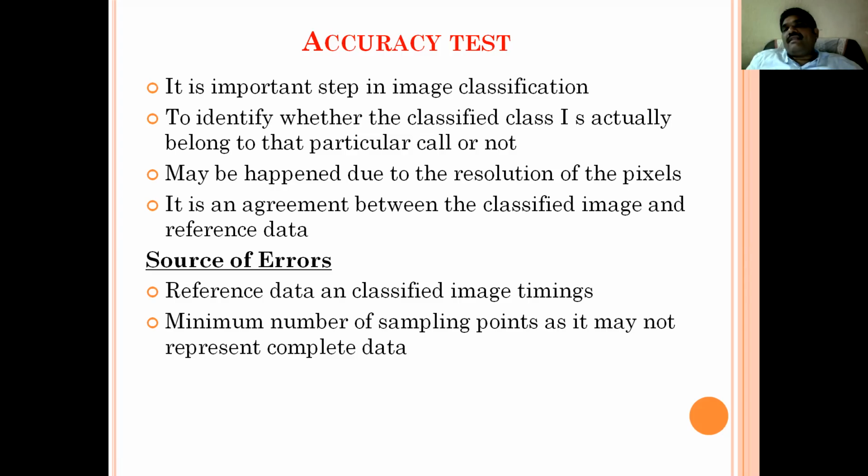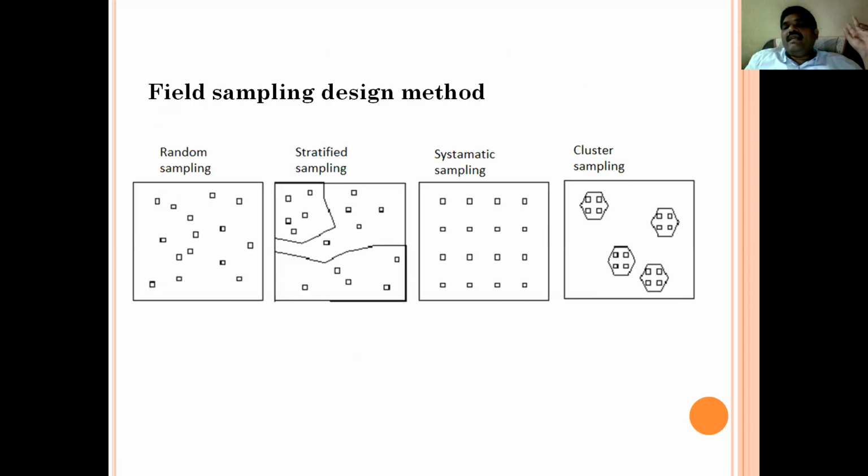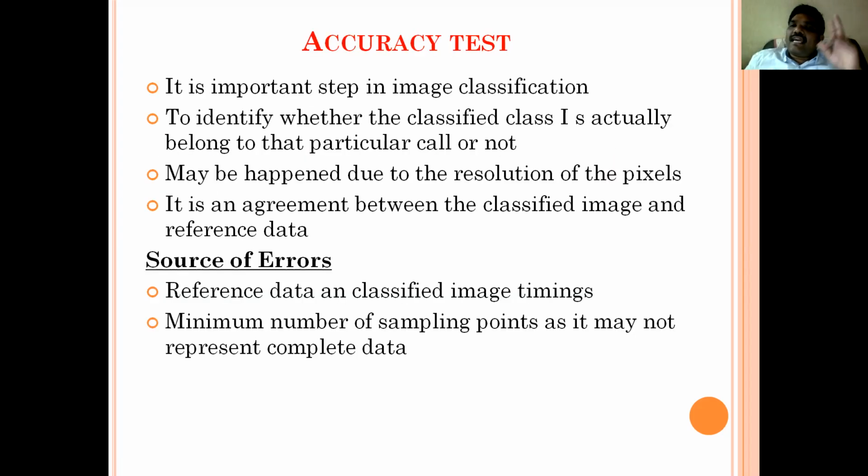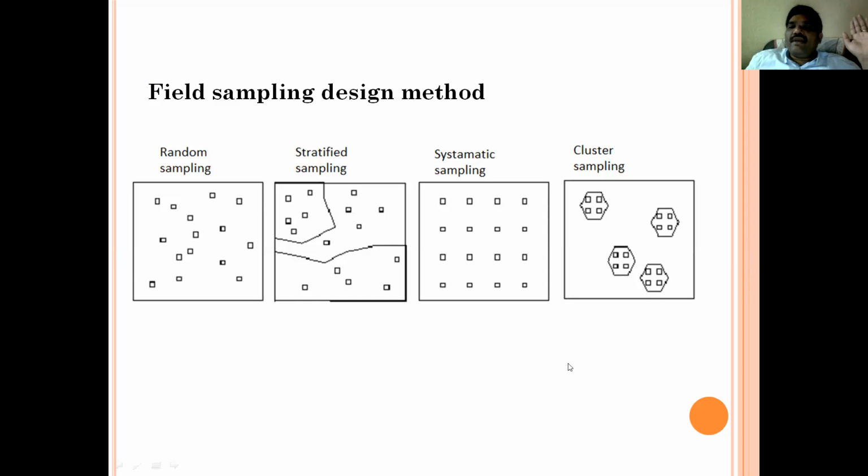Source of errors: errors may occur during the classification because of the timing difference and because of the minimum sampling points. To overcome these two, the timings must be matched. The timings must be the same, whether the reference data timing and the classified image timing must be the same. Only then can the error be overcome, and the maximum number of sampling points has to be taken based on the existing conditions.